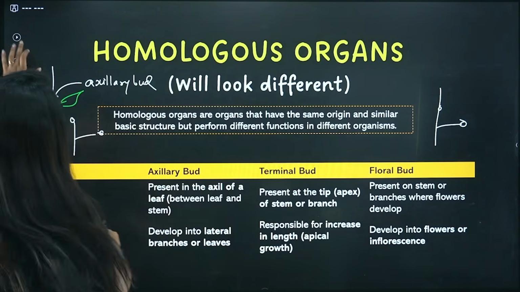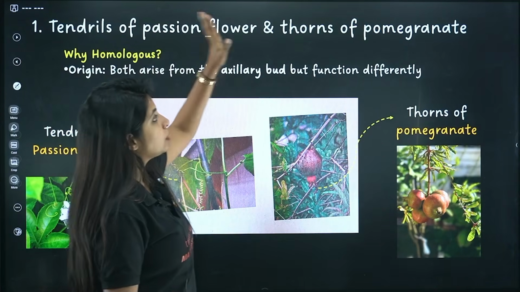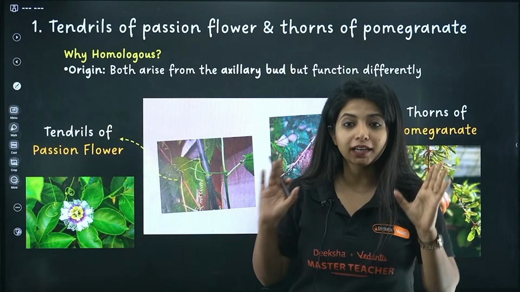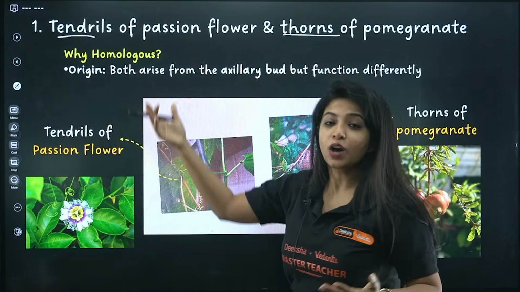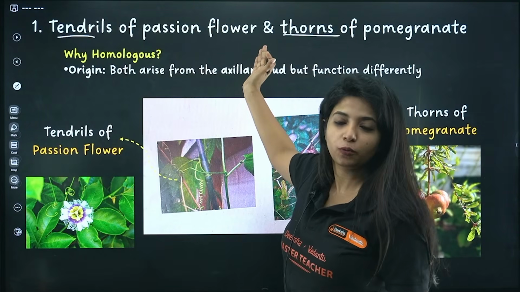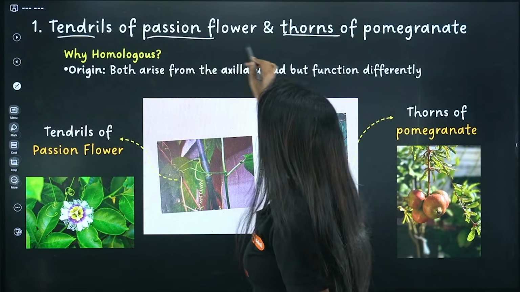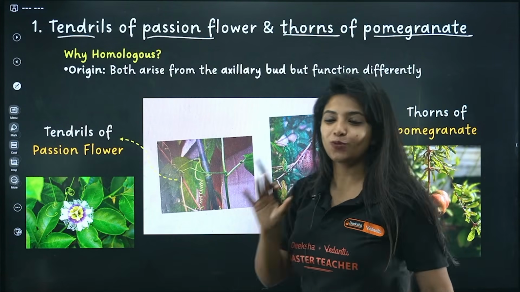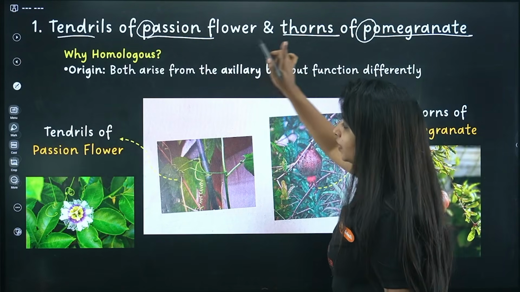Let's see that. Okay. The first one is tendrils of passion flower and thorns of pomegranate. You got an understanding that both these structures are obviously going to do different functions. One is going to provide support, other is going to provide what? Protection. Now you need to remember the name of this thing as well as this thing. So the easiest way is P and P. Passion flower and pomegranate.